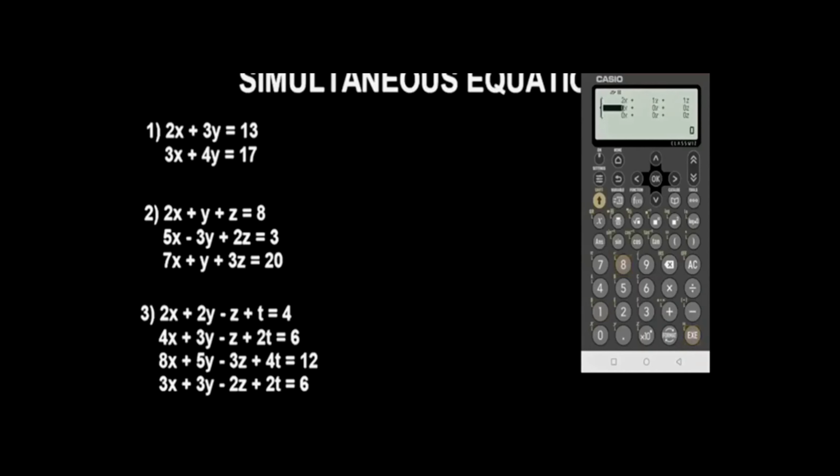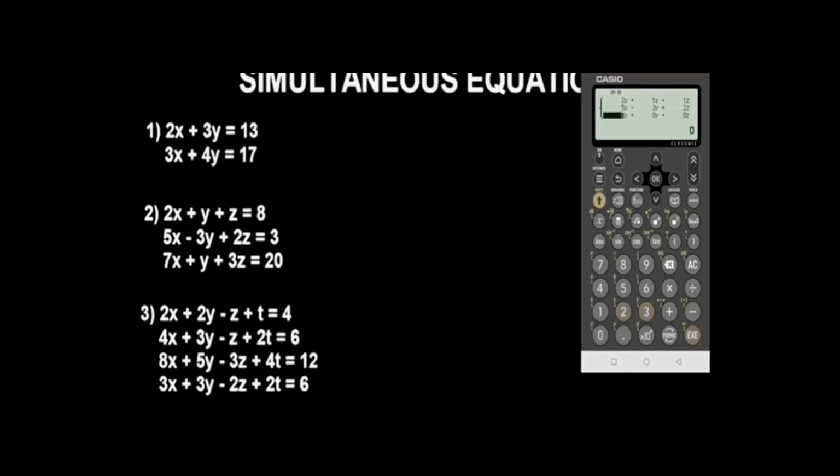Yeah, so for equation 2, the coefficient of 5x is 5. Then the coefficient of -3y is -3. The coefficient of 2z is 2. And the constant is 3.